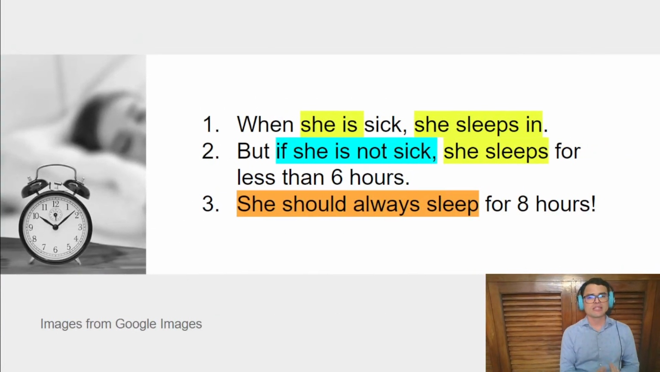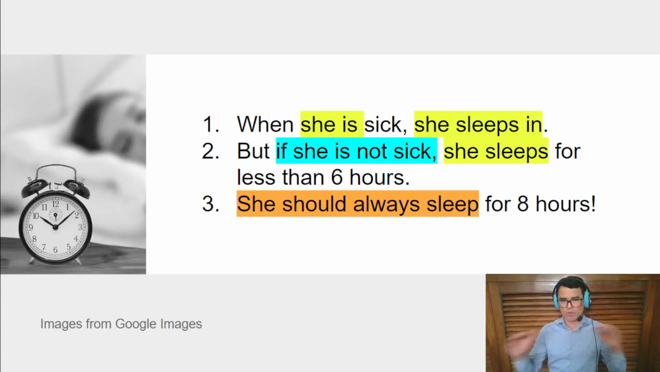And you have this. So one more picture. When she's sick, when she is sick, she sleeps in. Subject she, verb is, this is a verb to be. You cannot say she are, you have to say she is, correct? And then she sleeps in, right? Simple present to talk about facts.